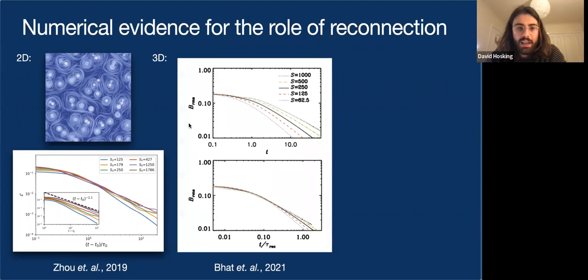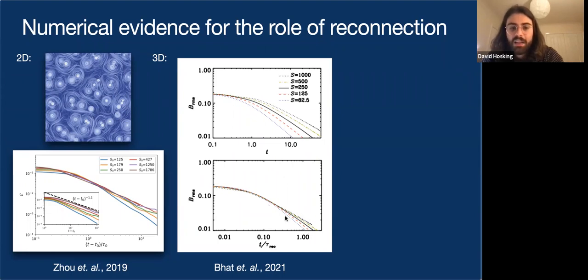Now, actually, in 3D, a couple of years later, the same group, this time Bart et al., 21, showed the same thing for non-helical 3D MHD turbulence. So you now have a range of Lundquist numbers in a 3D simulation, and you have a splay of power laws. And then if you rescale by, in this case, the Sweet-Parker reconnection timescale, you find that these things line up with each other reasonably well.